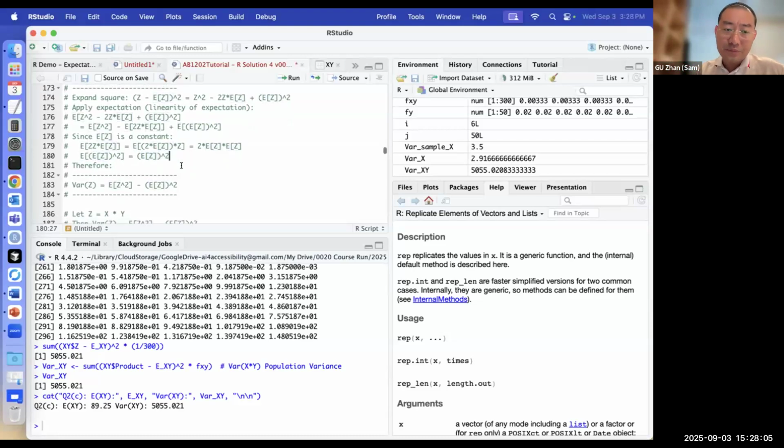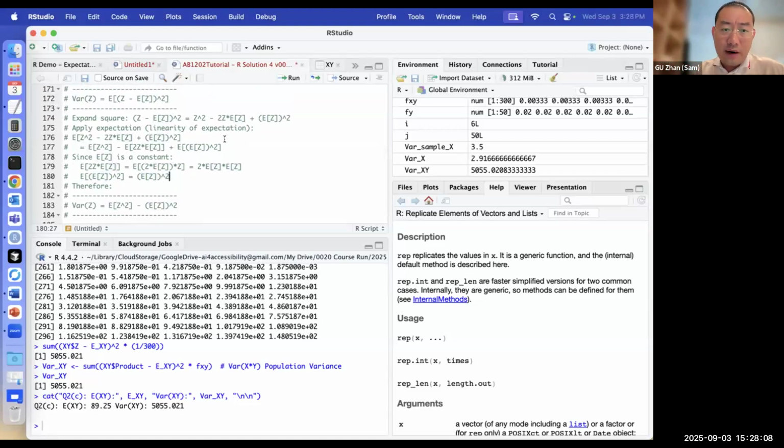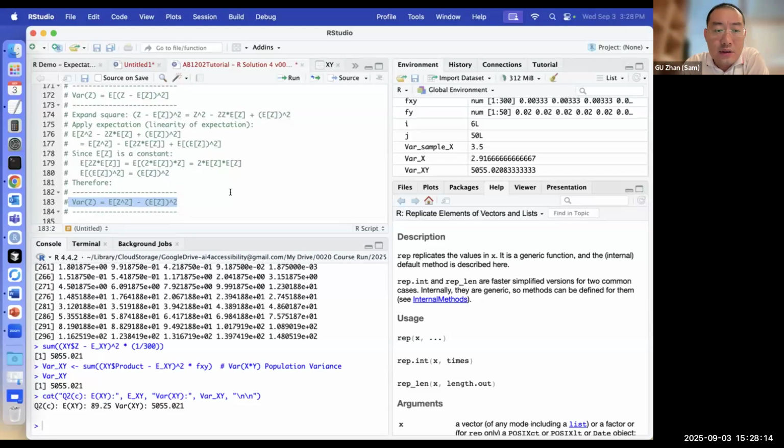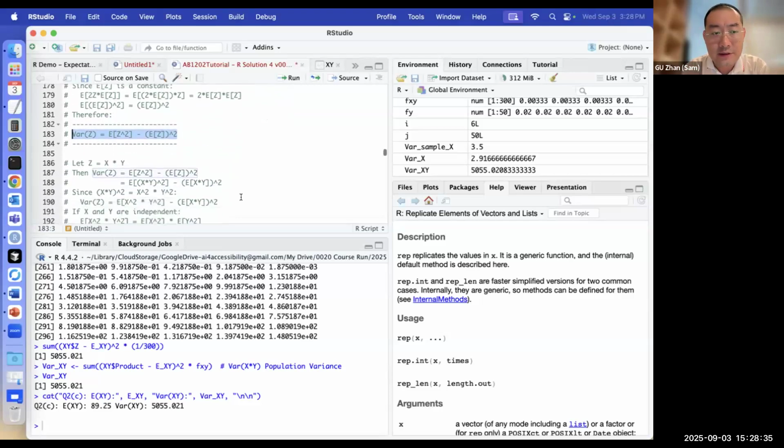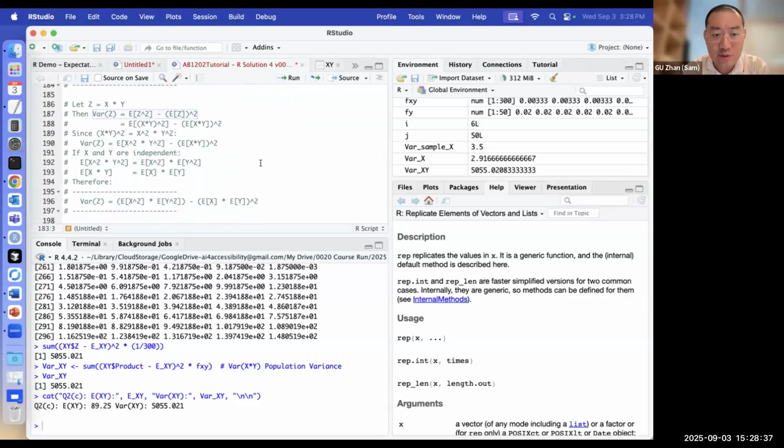So that's one. You move these two parts into the above, and you will derive this formula: Variance of Z equals the expected value of Z squared minus the expected value of Z, squared. Okay, so that's the formula. From here, we're going to continue. With this formula, we continue to work on it.